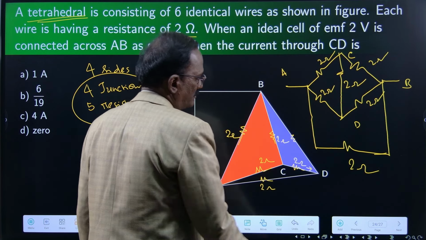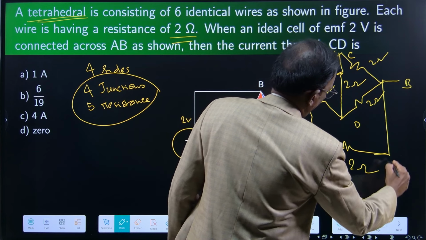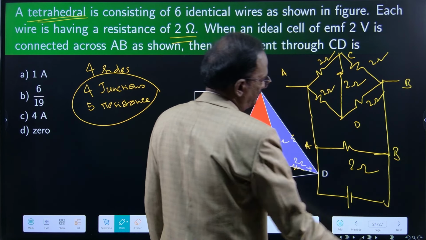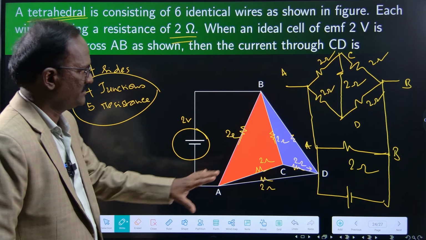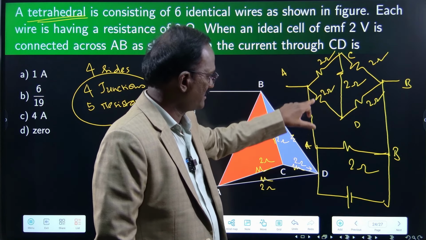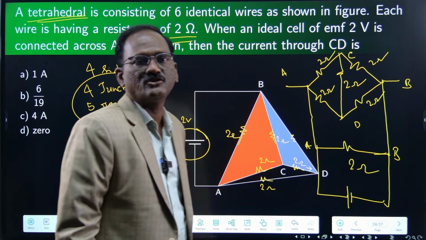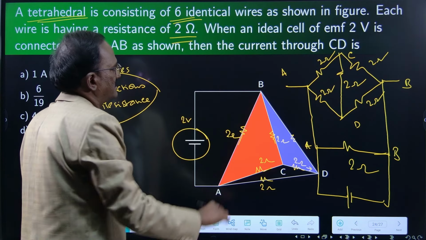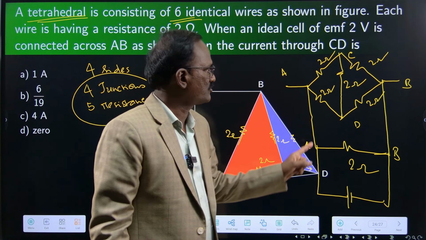Between A and B, the voltage battery is given. This is A and this is B. So actually for a Wheatstone bridge arrangement, this is enough. Between A and B the battery is given. Across this battery, one more resistance is also here. So 6 identical wires, 6 resistances. We have studied if 5 resistances are enough for forming the Wheatstone bridge.